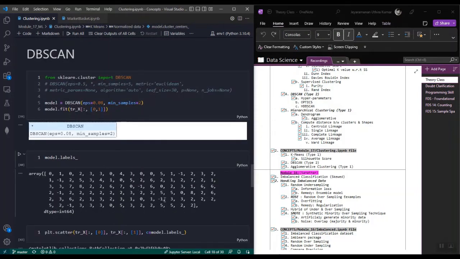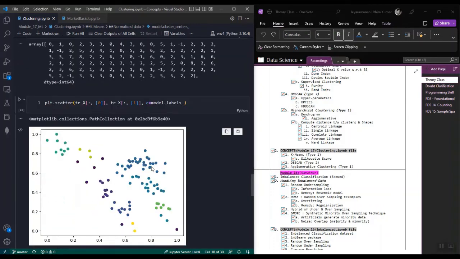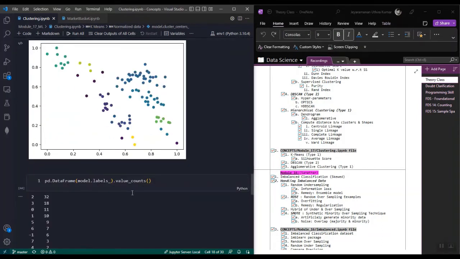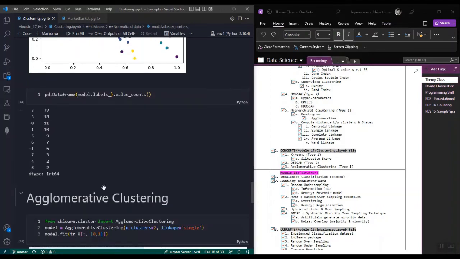As you can see, the minus one means these are the outliers. If we plot it, you can see that there are different clusters from DBSCAN. From this we know the number of clusters and how many elements or data points are there in each cluster. Here it means there are 6 outliers.